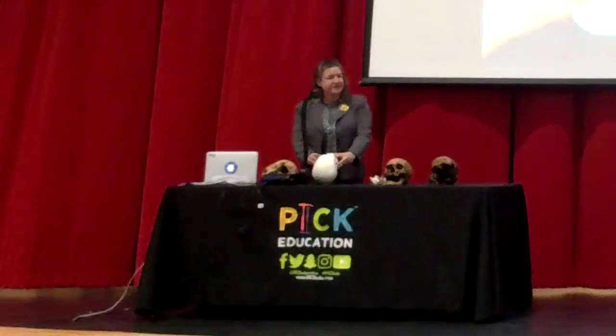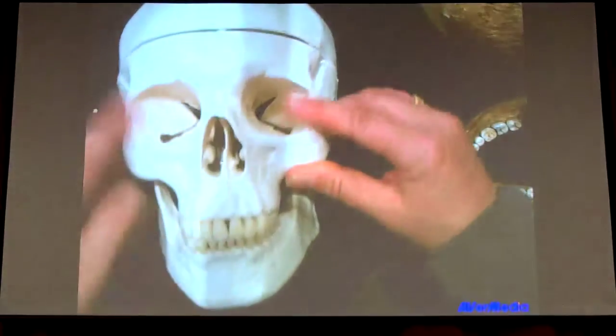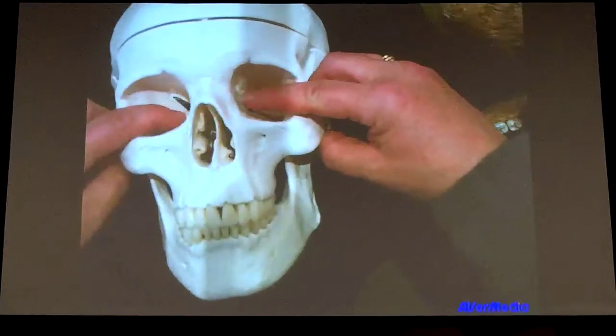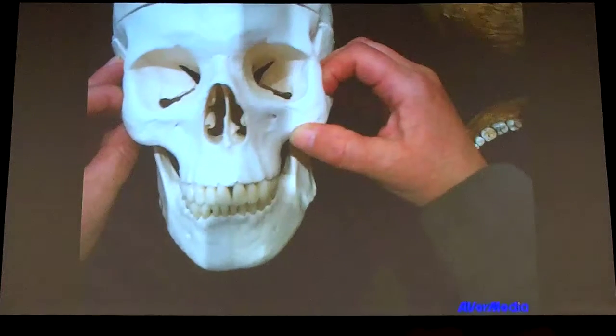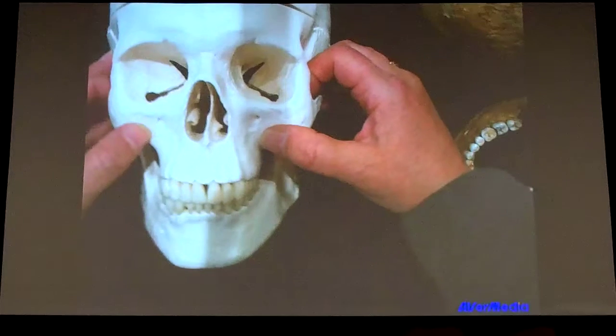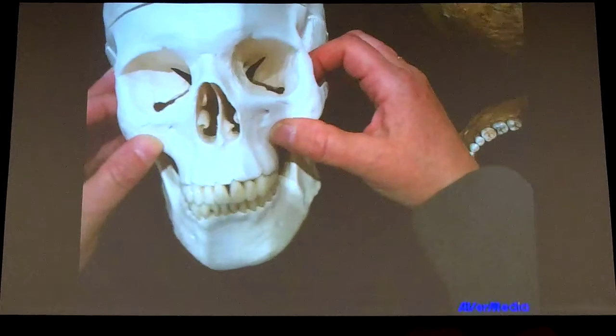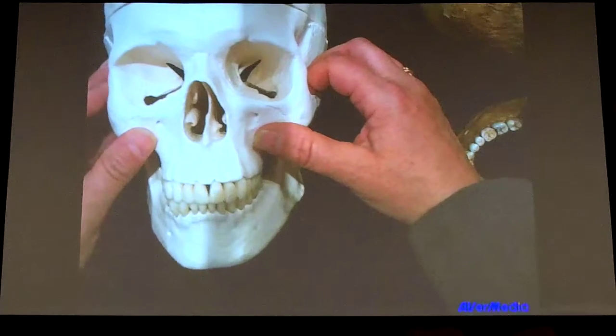Okay, these are the eye sockets. Right here, see where I'm... Let's see if I can get this centered more. There we go. Okay, where I'm putting my fingers now, these are the eye sockets. And in the very back of the eye sockets are a bunch of cracks. Those little cracks in the back allow various nerves and blood vessels to get in and out of the area of the eyeball. Why do we need so many nerves in the area of the eyeball?